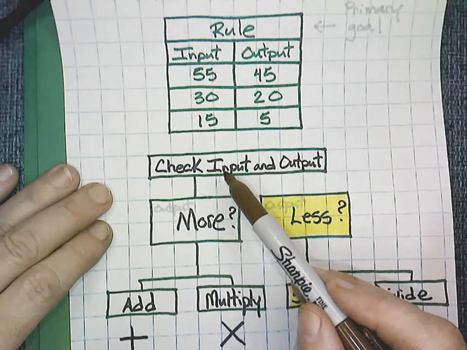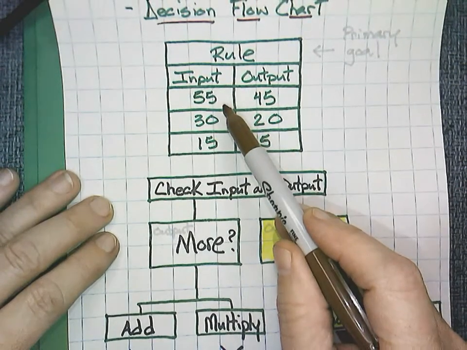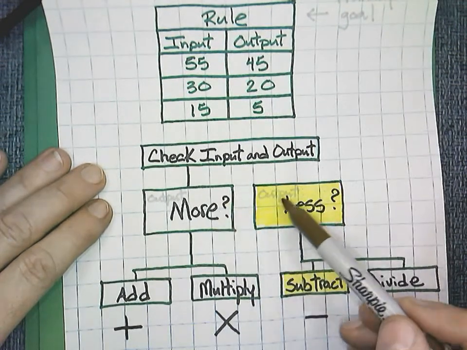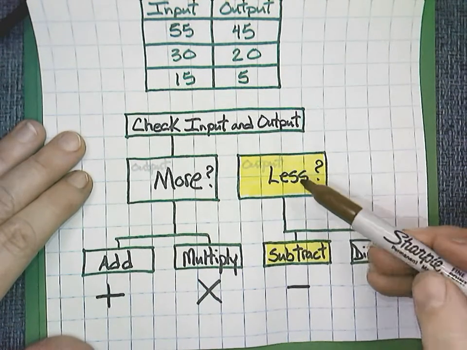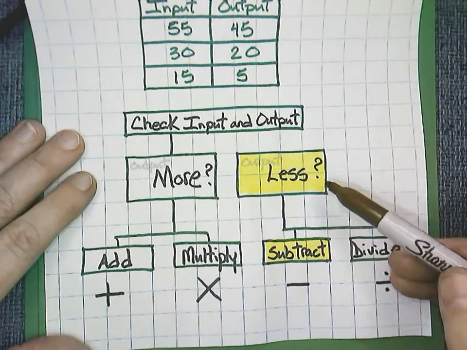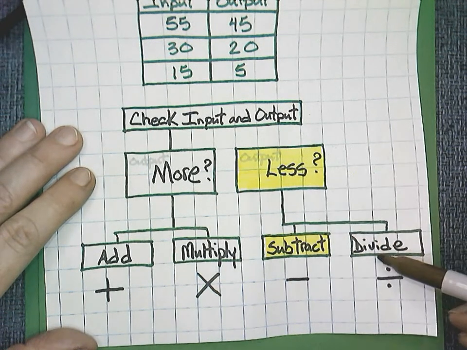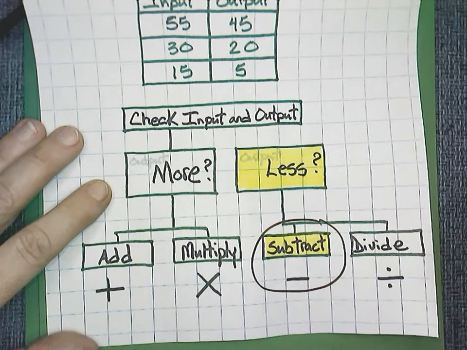So our first step is to check the input and output. I can see that it's getting less. The output is not getting more, it's getting less. That's why I highlighted that in yellow. If it's getting less, there are two possibilities. Either you subtract or you divide. In this case, for this lesson, we are focusing on subtraction.